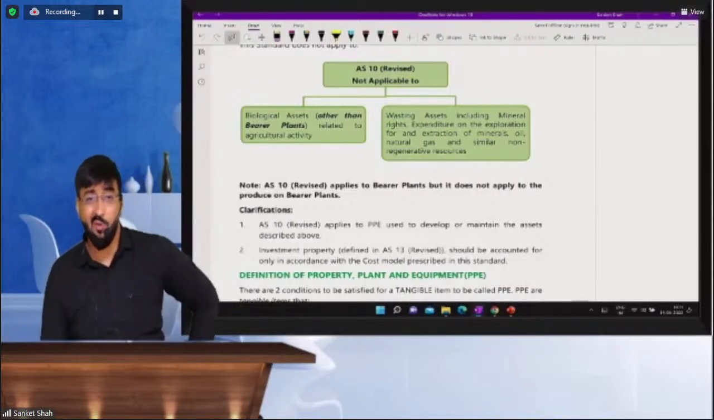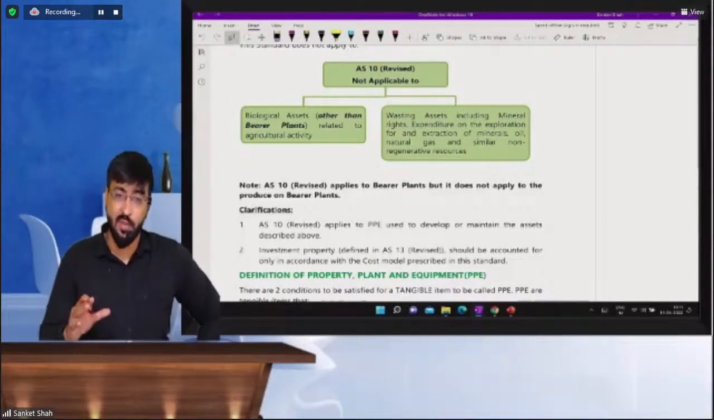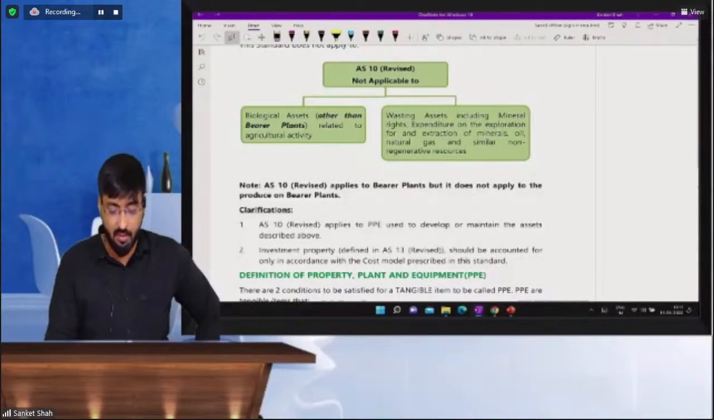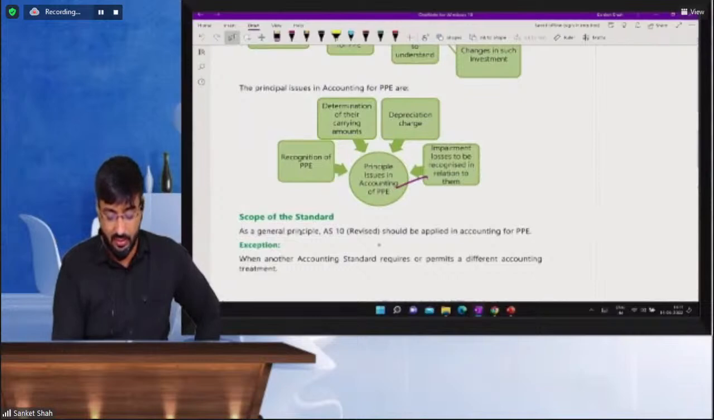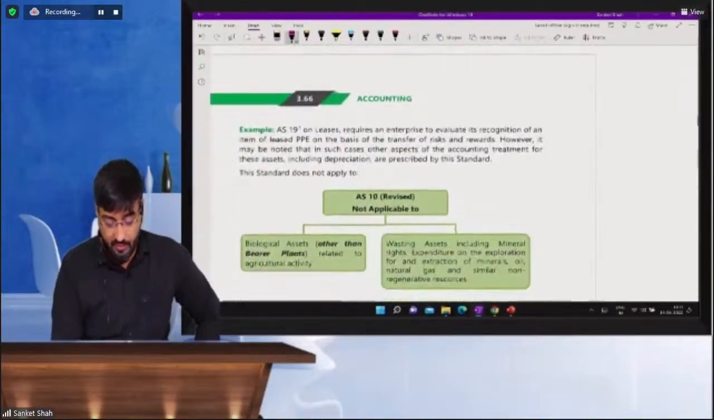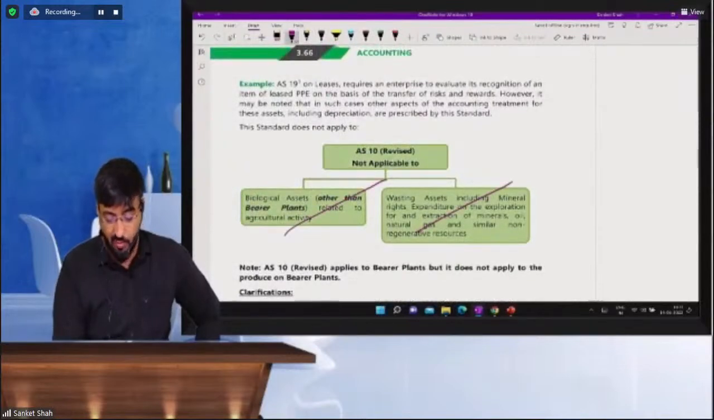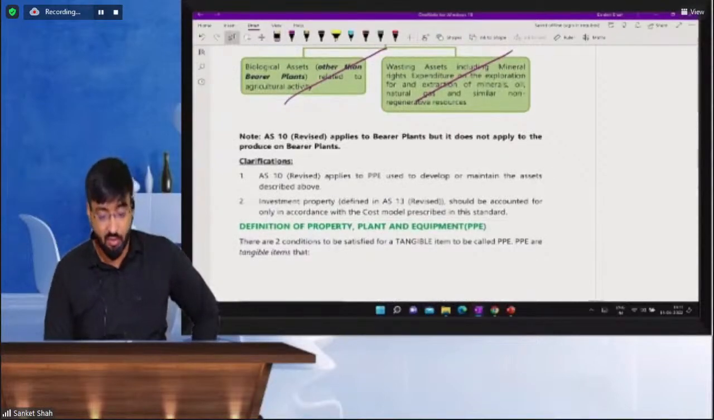I never tell you to read it from the pronouncement because pronouncements are very technical things, and if you understand the pronouncement better, yes, very good, but always try to first read the study material. See the scope of this accounting standard. We have finished with this exception. We finished with this: S10 is not applicable to biological assets. Other than biological assets, that is bearer plants, S10 is not applicable.